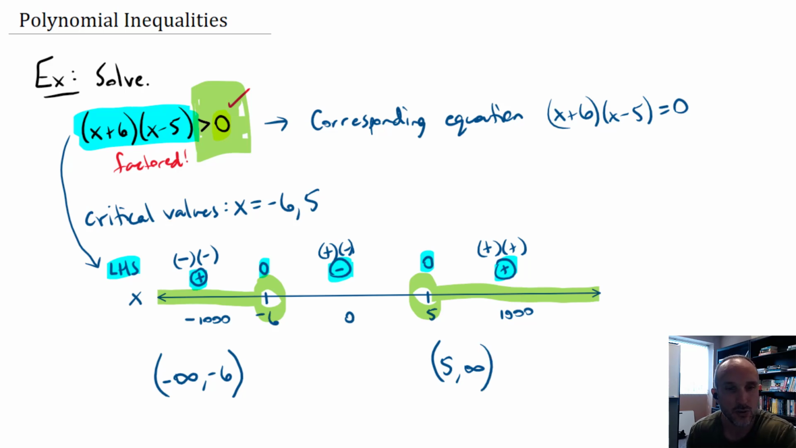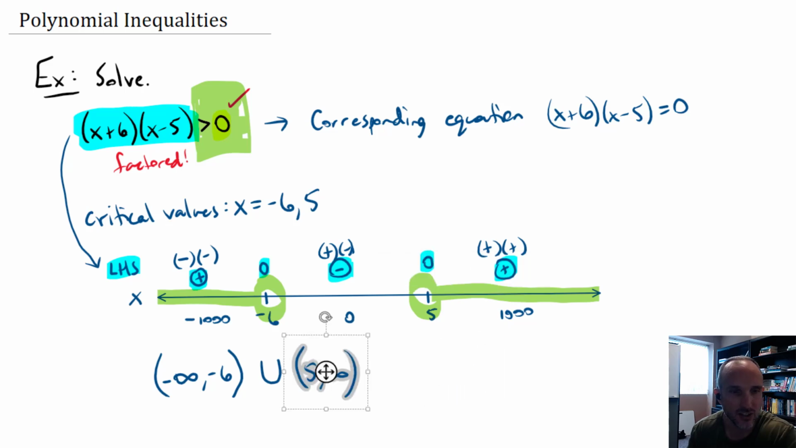And since we've got two different regions, we say x can be in this interval or x could be in this interval. So that or word translates to what we call a union. So it's a capital U. So the way we write our solution here in interval notation is -infinity to -6, not including either one, union 5 to infinity, not including either one.